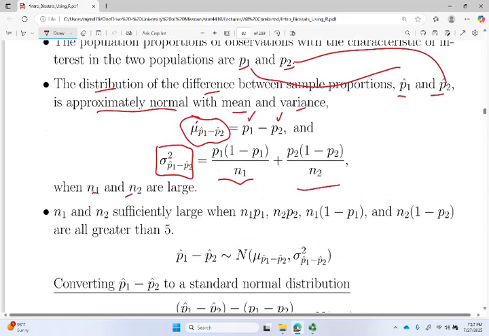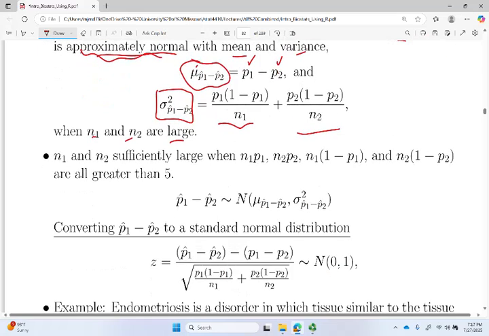And then, of course, we have to assume N1 and N2 are large for this to be approximately normal. There is a little requirement that N1 and N2 are sufficiently large. So what does that mean? Well, we look at each of these quantities here, and they have to be greater than 5. And if that's the case, then this is a pretty decent approximation. So the difference in sample proportions is approximately distributed as a normal random variable with this mean and this variance, which of course are given up here.